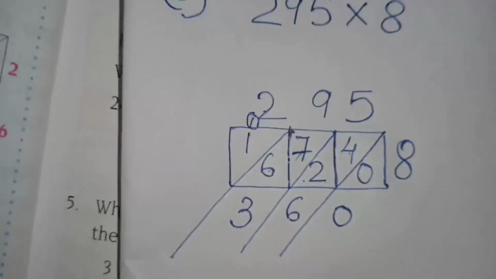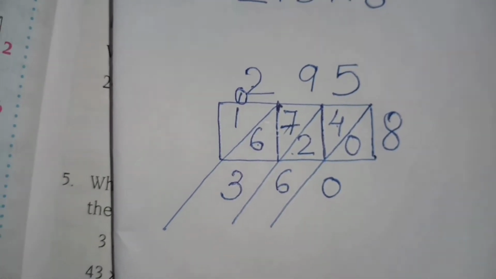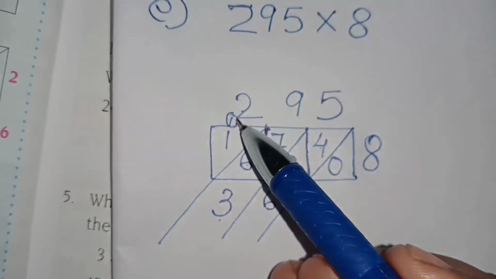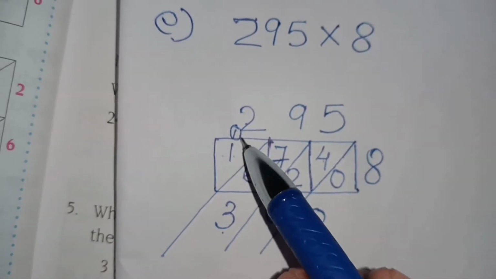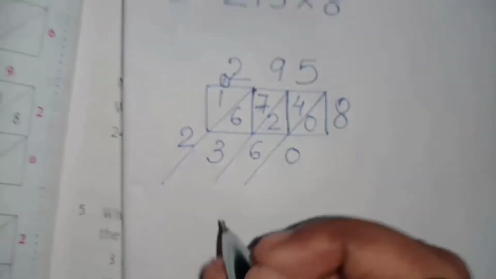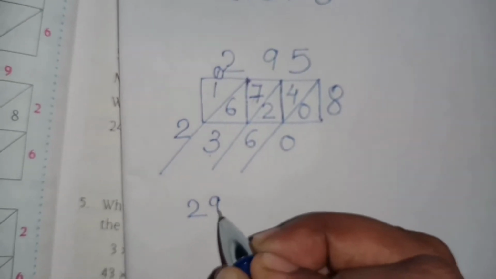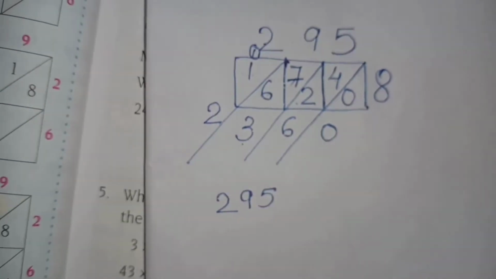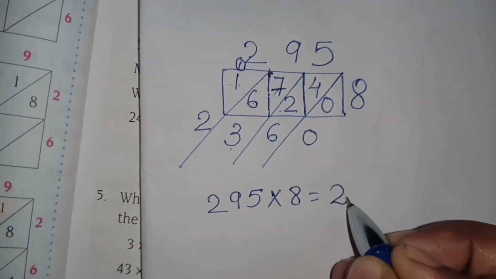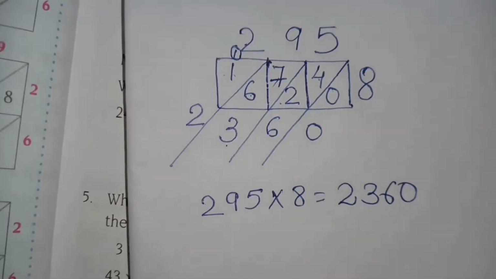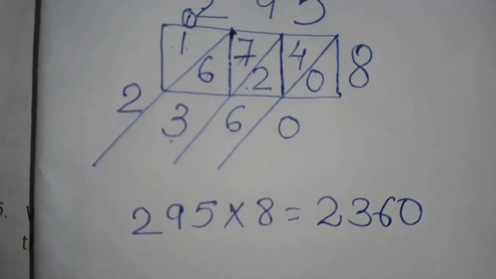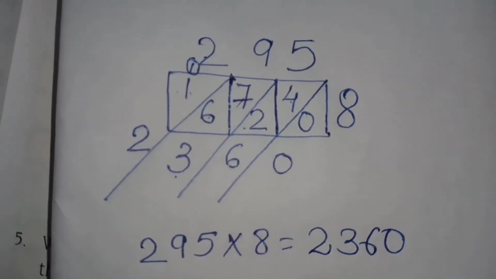You have to give carry, okay? In this method also you have to give carry. 7 plus 6 is 13. 3 is here, 1 is carried over to this. Now 1 plus 1 is 2. So this is the answer: 295. 295 into 8 is how much? 2360. You can even check this by using the column method, and you can check whether your answer is right or wrong. So this one is the lattice method.